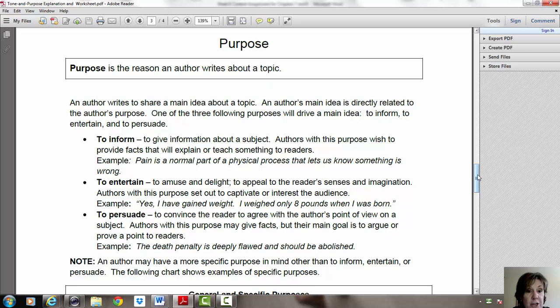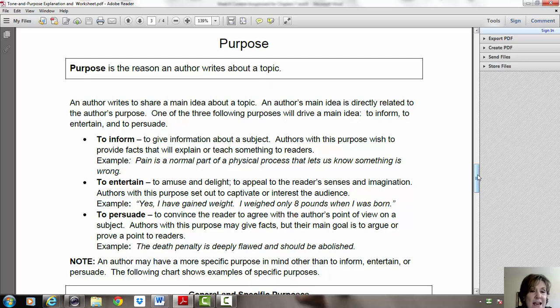That's informing you. If the author wants to entertain you, he wants to amuse and delight you, to appeal to the reader's senses and imagination. Authors with this purpose set out to captivate or interest the audience. For example, yes, I have gained weight. I weighed only 8 pounds when I was born. Well, that's entertaining, isn't it?